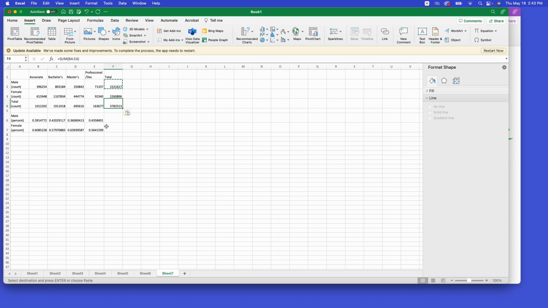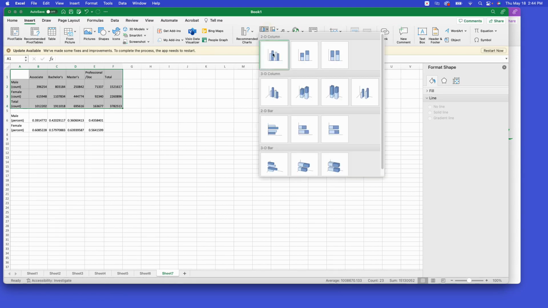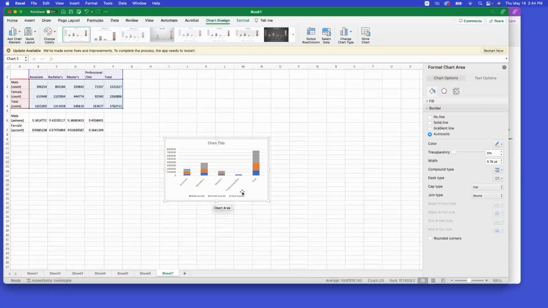Now what I did below that was I figured out the percentages, and let me show you why I did that in a second. First I'm going to hit escape to unselect that box, and select all those cells right there. I'm going to go to Insert, and then Columns. You can do some of the fancier ones if you prefer, but I'm just going to grab this second one that's stacked. So there are the values. Well, that's kind of weird looking, right?